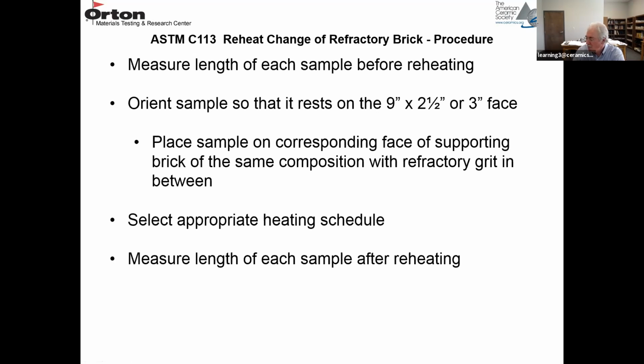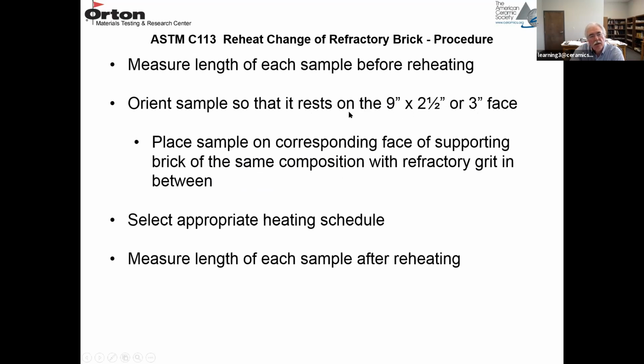So to run the test, you measure the length of the sample before reheating. You have to put the sample on its 9 by 2.5 or 3-inch face, the smallest face in the length direction, and you place it on a material of the same composition. And you could put a refractory powder between the 2 pieces, or you could just leave them without the powder.